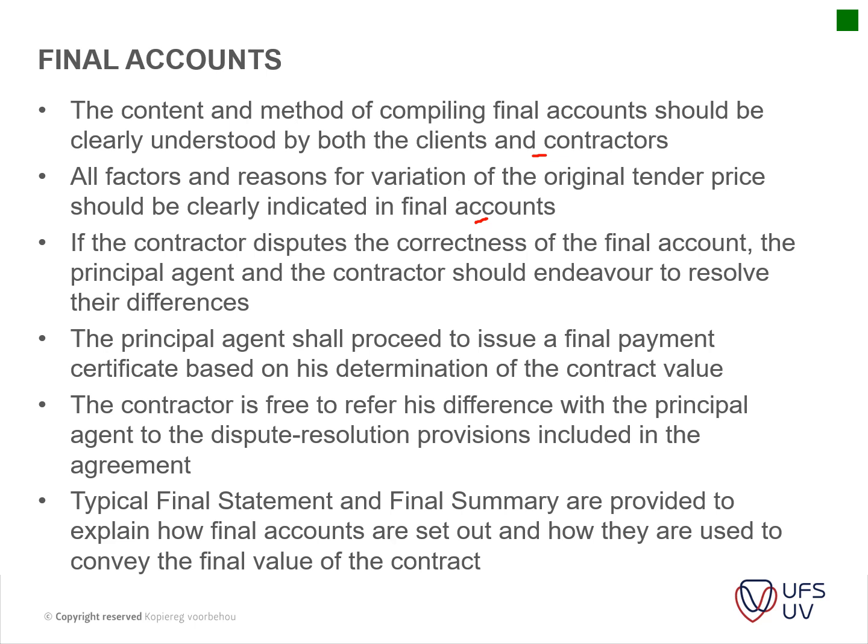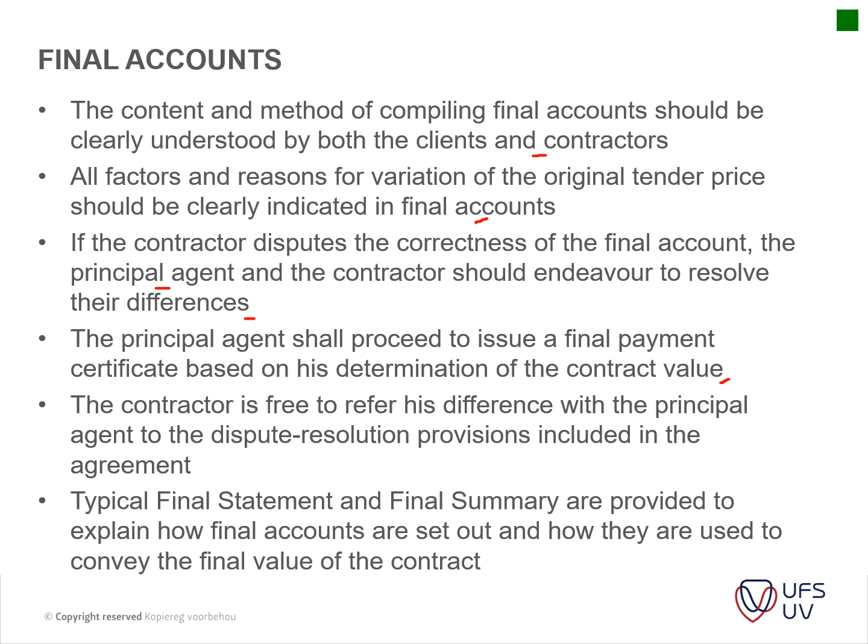If the contractor disputes the correctness of the final account, the principal agent and the contractor should endeavor to resolve differences. This is usually done by the QS and the contractor before it actually goes to the principal agent, just to save time, because it is quite a cumbersome job going back and forth between certain items. So it's best to sort it out first and then go to the principal agent. The principal agent shall proceed to issue a final payment certificate based on his determination of the contract value.